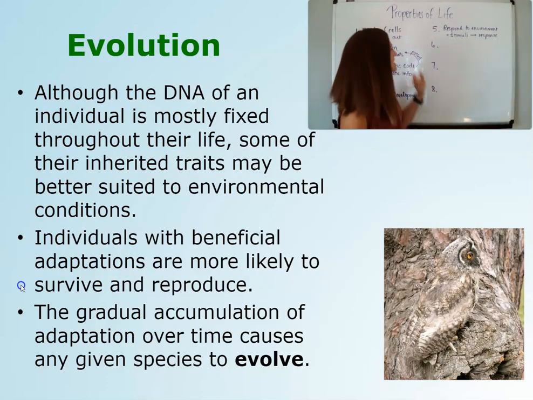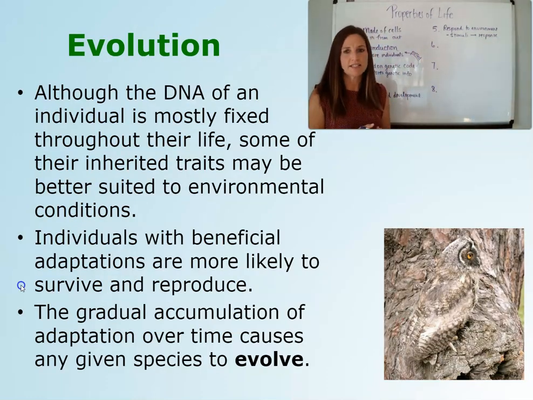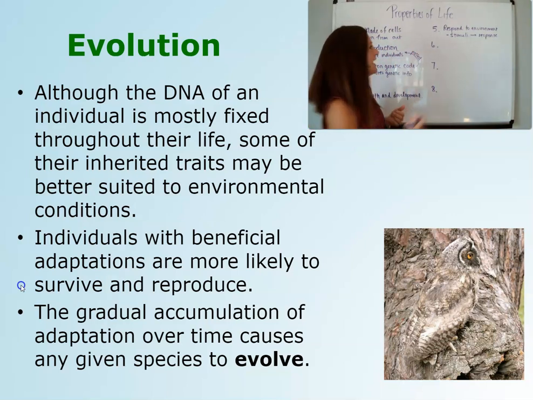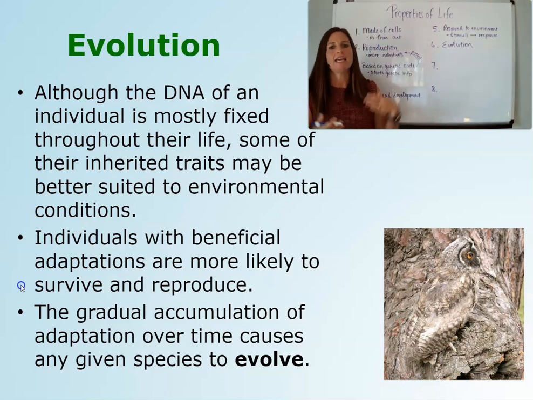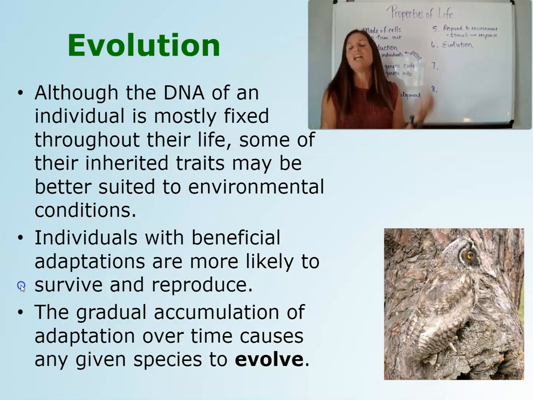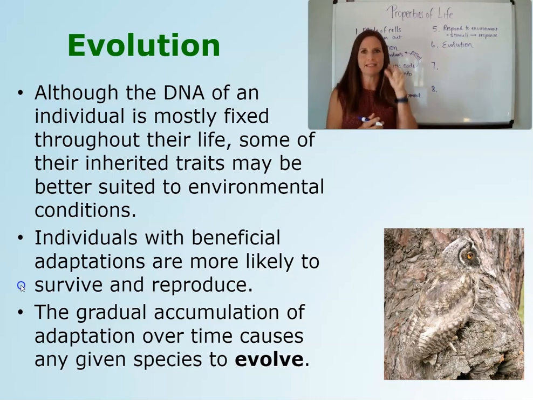Okay, so our sixth characteristic of life, a property of life, is evolution. And evolution is change over time. Changing with time. And we don't mean a little bit of time, we mean a lot of time. 40, 50, 60 generations, okay?